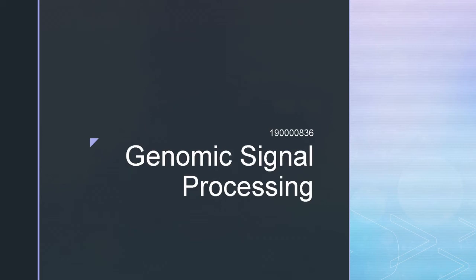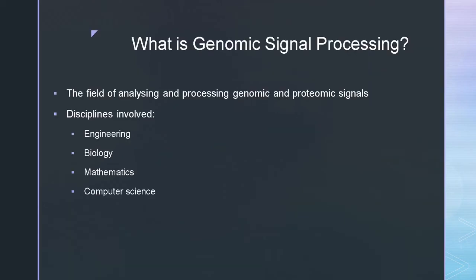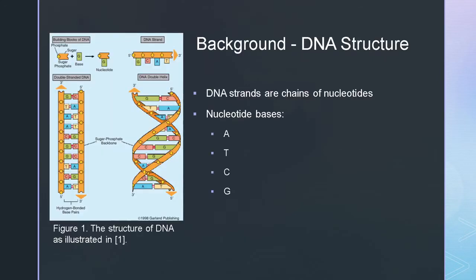Genomic signal processing. Genomic signal processing is the field of analyzing and processing genomic and proteomic signals. It is a highly cross-disciplinary field involving engineering, biology, mathematics, and computer science, and has many important applications in both biology and medicine. Let's start with a bit of background information.